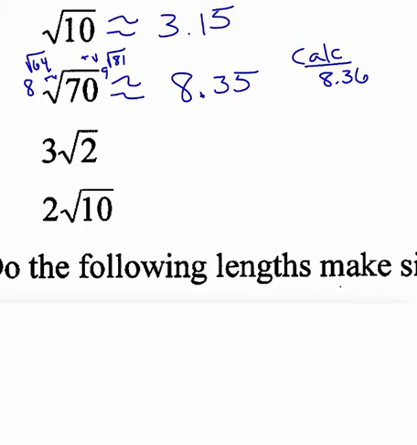Now the next one, you have to understand how square roots are set up. This is really saying 3 times the square root of 2. So what we're going to do is approximate the square root of 2 and then multiply that by 3. The square root of 2 would be between the square root of 1 and the square root of 4, which is 1 and 2. So this is going to be approximately 3 times 1 point something.